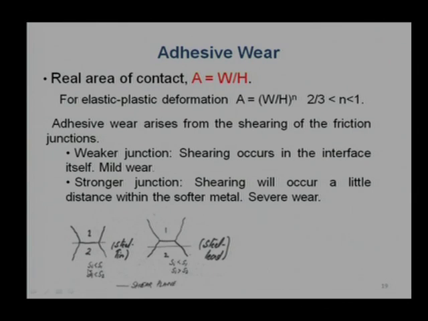What we are saying in this case is that SI is lesser than S1, and SI is lesser than S2. That means the interface shear strength is lower compared to steel, lower compared to tin, or is the lowest among the three. So in this case we can assume there will be mild wear. Even in the absence of lubricant, there will not be severe wear. The interface has low shear strength.